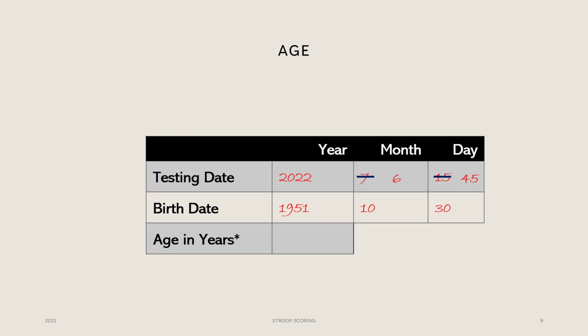So if you need to borrow a month, then cross off a month, decrement that, and add 30 days. And then if you need to borrow a year, decrement the year column by 1 and add 12 months to your month column. You can then do the subtractions. And as I noted, you'll just want to truncate down to the years. So just the last full year completed, in this case, 70.